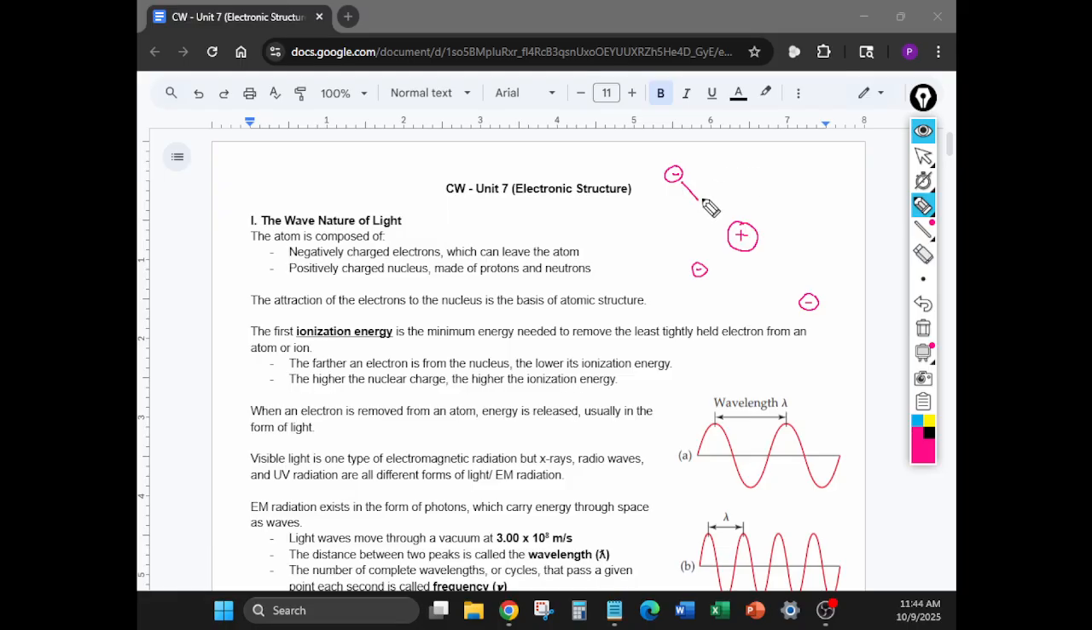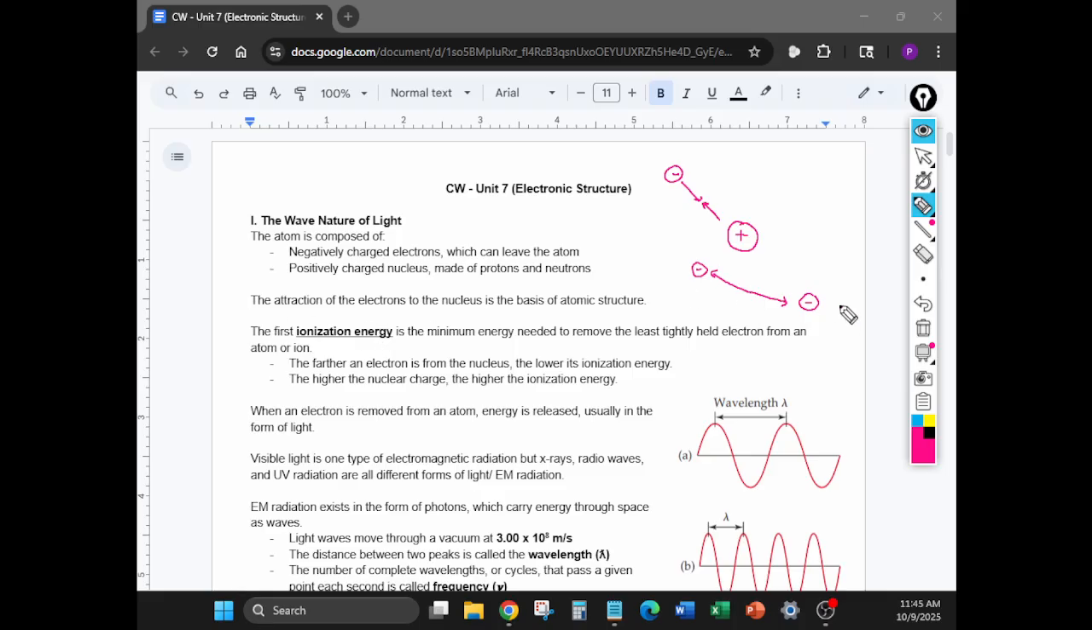We know that positive and negative are attracted to each other, so this attraction is what keeps the atom together. But we also know that the electrons push each other away, right? Because like charges repel. And so this balancing act is what keeps the atom together.